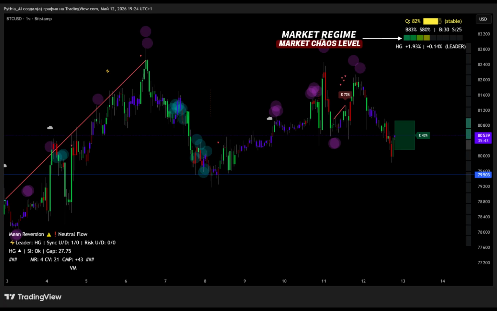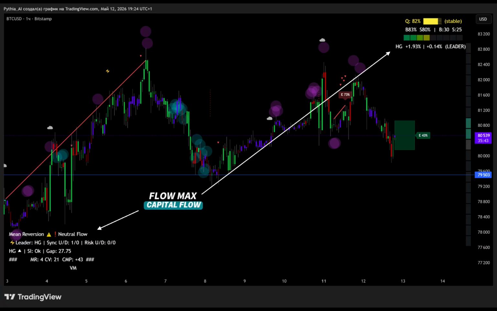Market regime, a horizontal scale. The more segments are filled, the more chaotic the market becomes, reducing the reliability of market structure analysis. Flowmax reflects the direction of large capital flows. Is the market currently risk-on? Is it in uncertainty? Or is capital beginning to move defensively?